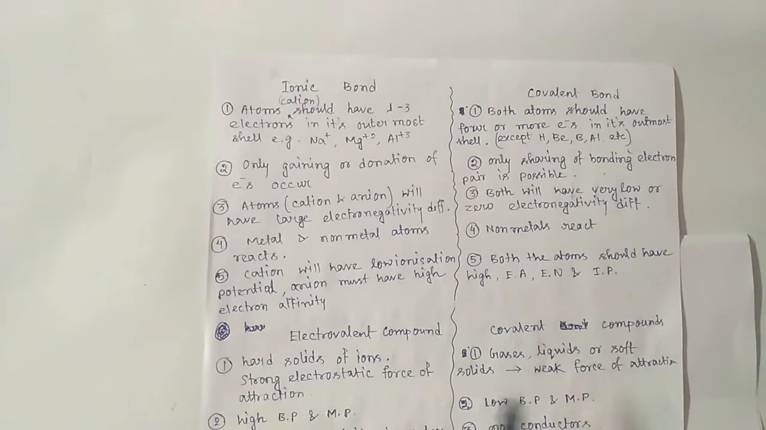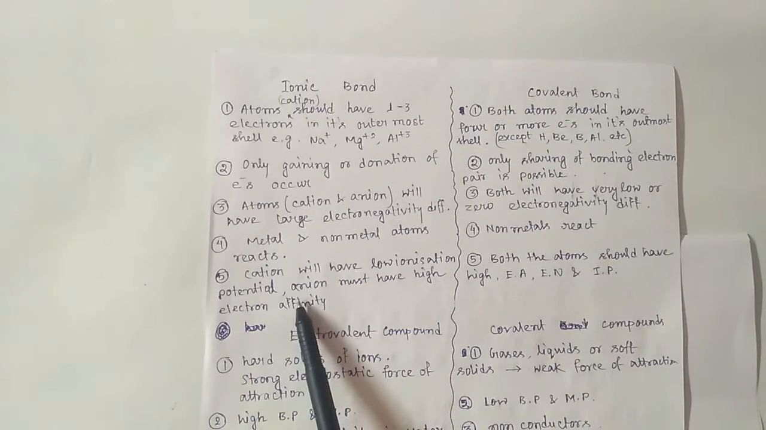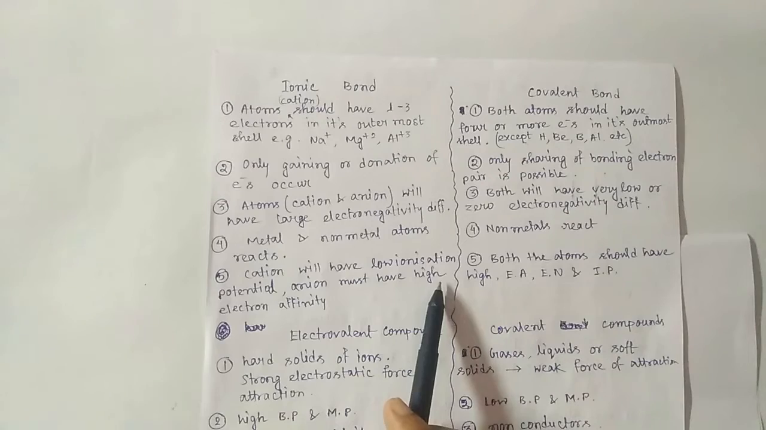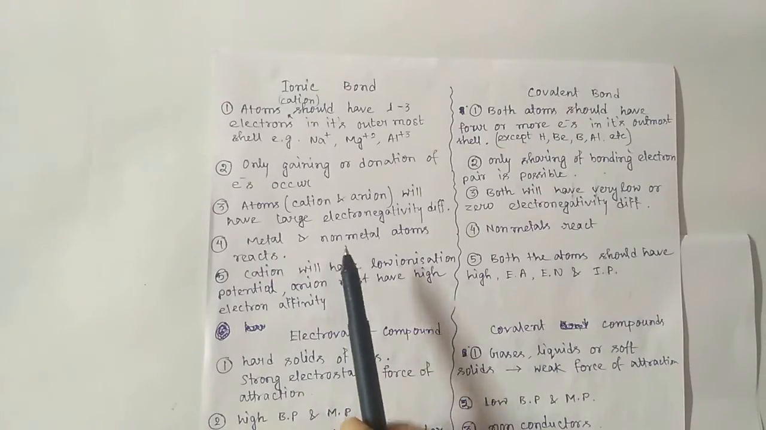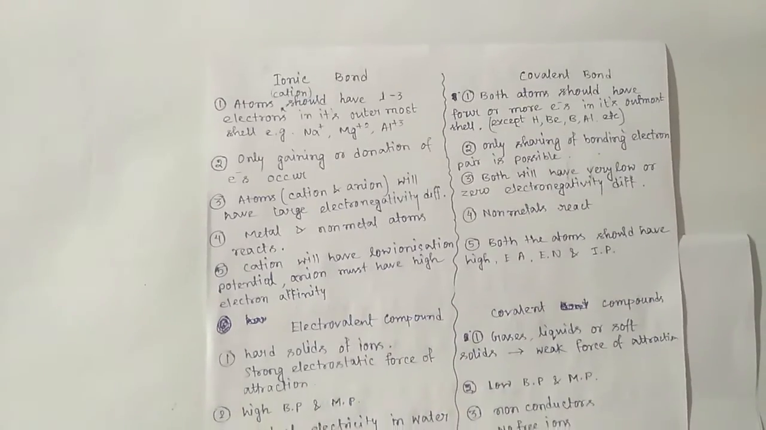Again, in ionic bond, as the cation has low ionization potential, that means it has more tendency to easily donate its electron, and the anion, having high electron affinity, will easily accept this electron, and thus form an ionic bond between them.